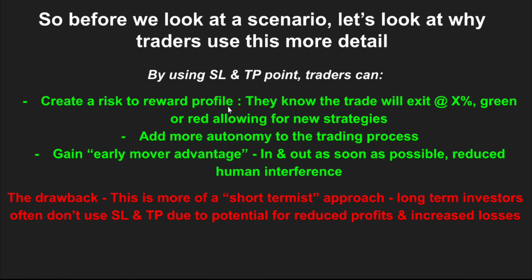And to be honest, there are many reasons why traders would use them. So before we look into a scenario, let's explain why traders actually choose to use both of these. Using a stop loss and take profit can allow traders to do the following. One, create a risk to reward profile, as they know where they will exit the trade. For instance, if it's green or red, traders know they will make a certain profit and a certain loss confirmed if they set the correct take profit and stop loss points.